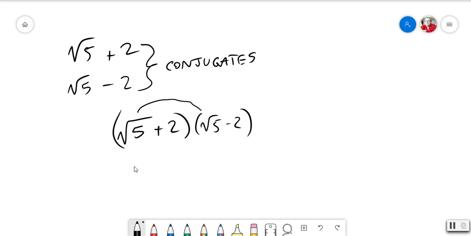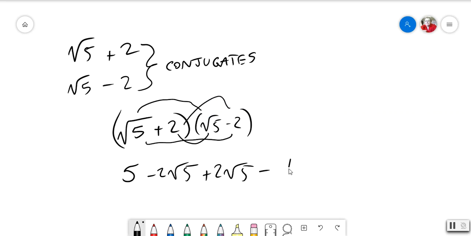First, root of 5 times itself is 5. A square of a square root cancels out. Outer, negative 2 root 5. Inner, positive 2 root 5. Last, 2 times negative 2 is negative 4. Well, look, these middle terms are the same, just different signs. Kabam, they cancel. So 5 minus 4 is 1, which is what that whole thing was equal to. So as I said, when you multiply conjugates, you lose the radical altogether.